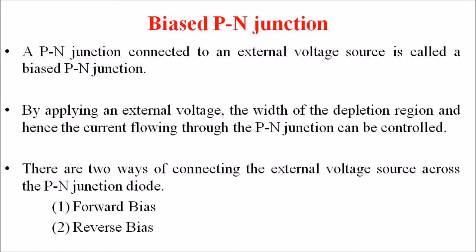By applying an external voltage, the width of the depletion region, and hence the current flow through the PN junction, can be controlled. There are two ways of connecting an external voltage source across this PN junction diode. They are forward bias and reverse bias.